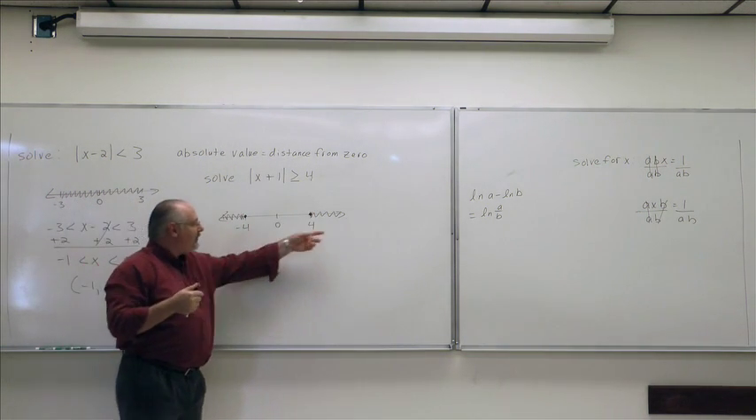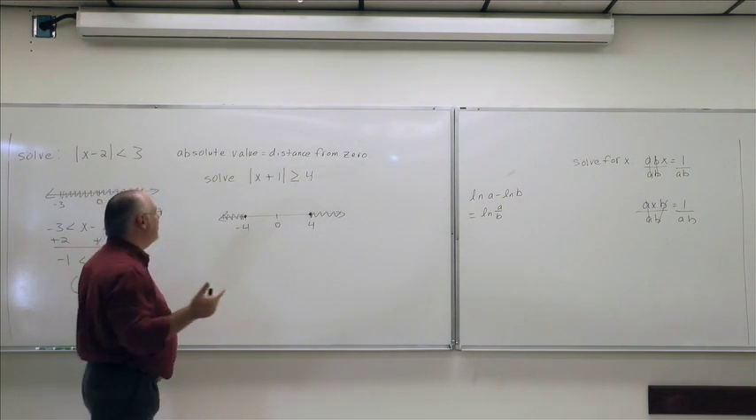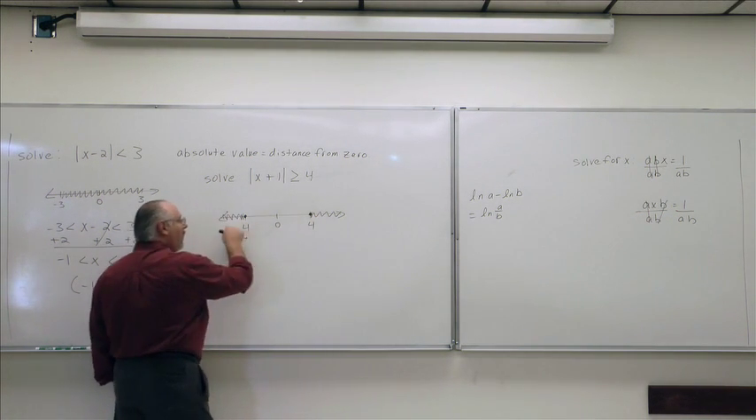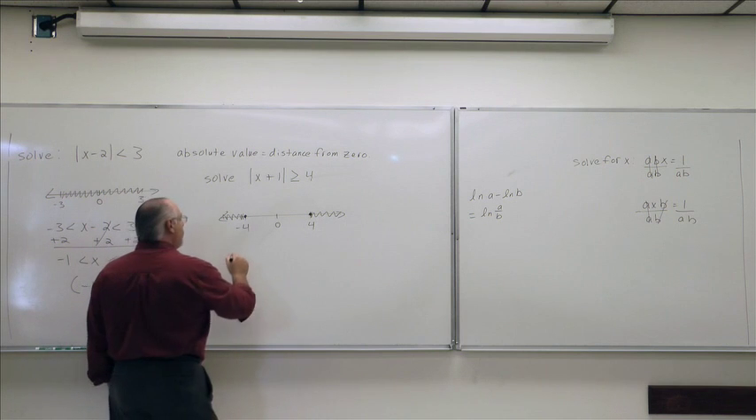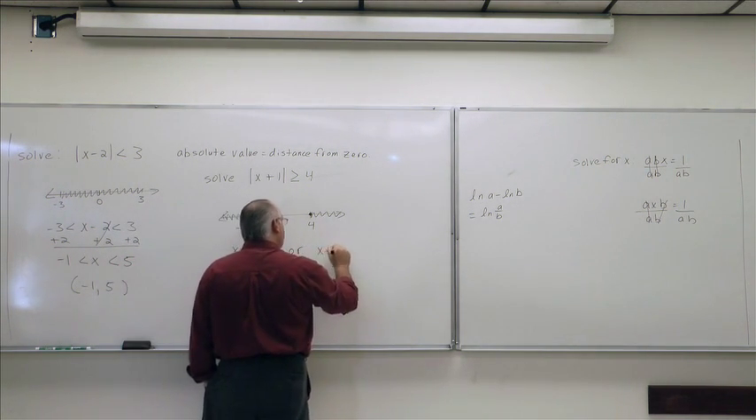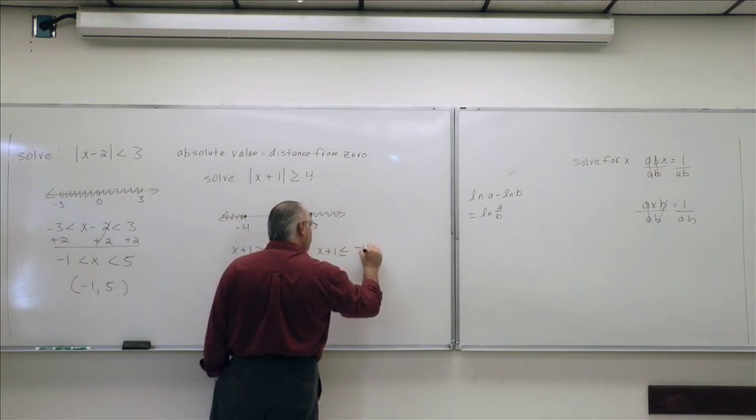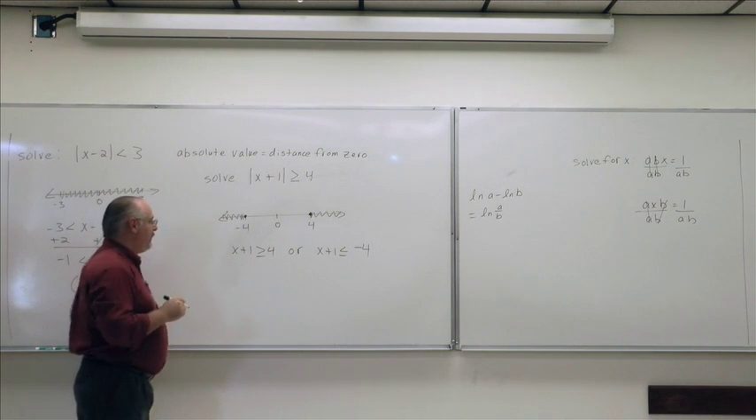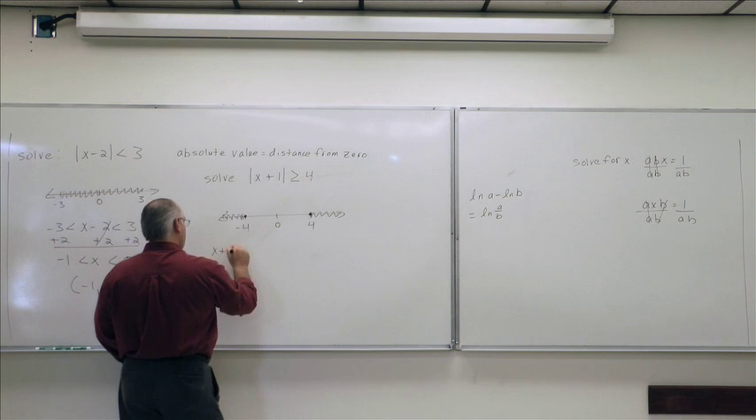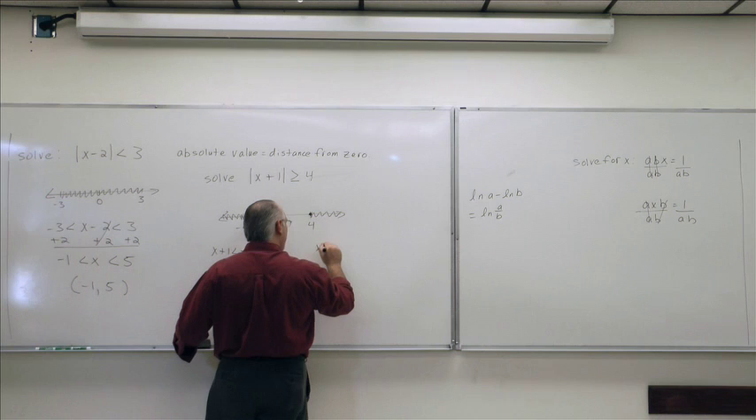Now, again, understanding this picture tells you how to set up the inequality. So here, we know that x plus 1 is in either of the shaded regions. So we know that x plus 1 is greater than or equal to 4, or x plus 1 is less than or equal to -4. You know what, let me write each inequality near the segment on the graph.